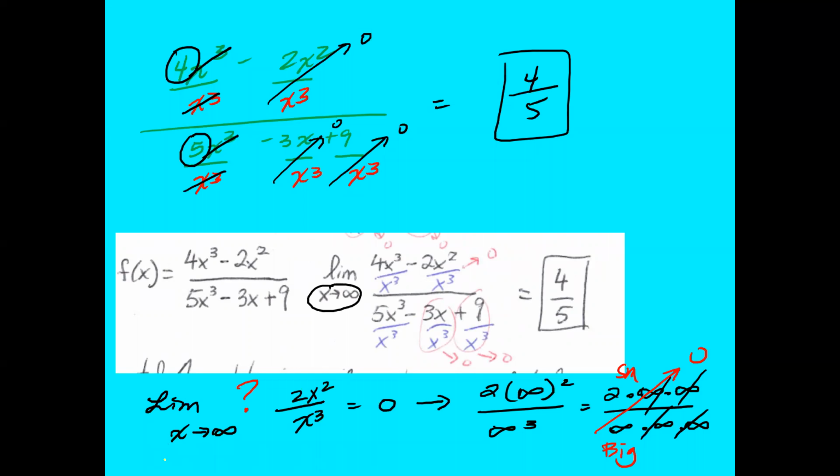And again, if you take a look at this, if you were to do this algebraically, you will see that the second term and the fourth term results in 0, but then the first term and the third term here does have the leading coefficient of 4 and 5. So 4 divided by 5 is what you have.